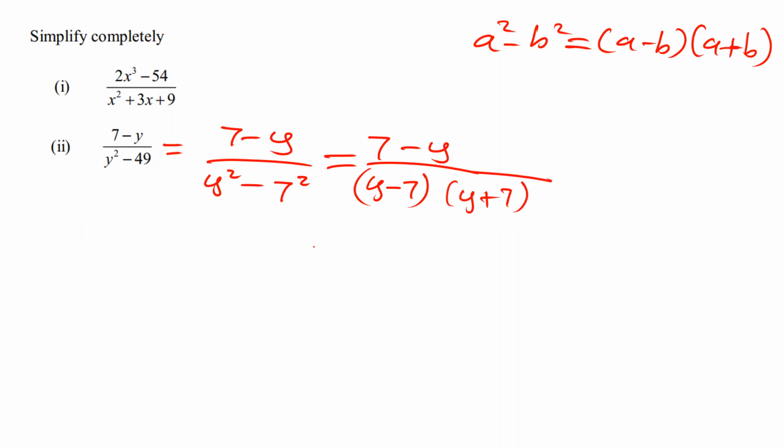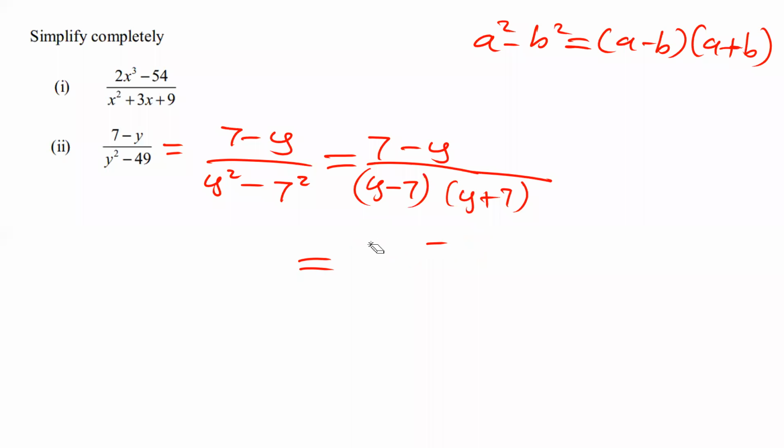So now we further simplify this. The numerator can be written as negative, open brackets, y minus 7. I've just factored out negative 1 from the brackets, in case you are confused about what I've done here.